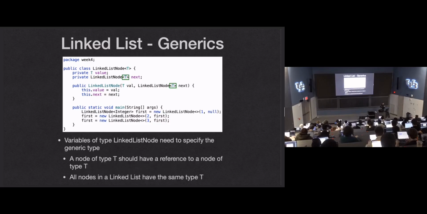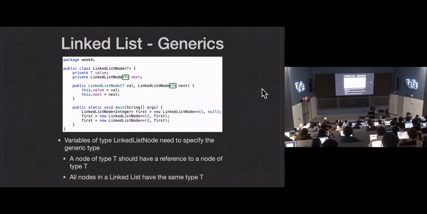When we have a linked list, all the nodes in a linked list should have the same generic, the same type T in this case. So when we have our reference to next and our constructor that takes the reference to next, those should both be a linked list node of type T. So we specify our type parameter in those variable names to say this is not just a linked list node, but a linked list node of type T. The generic type is T, whatever it is here. It's just going to be the same thing.